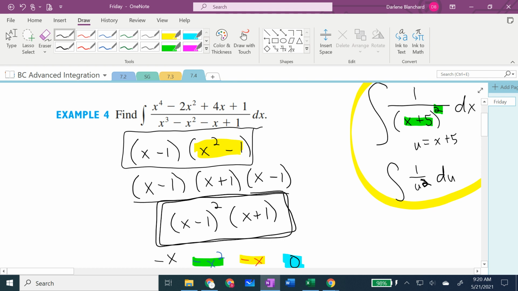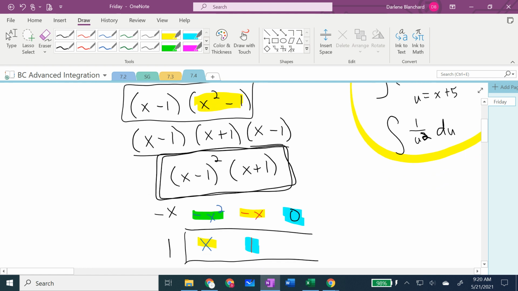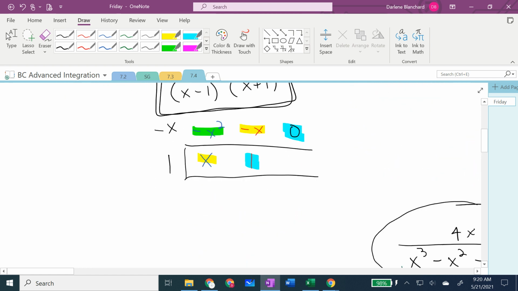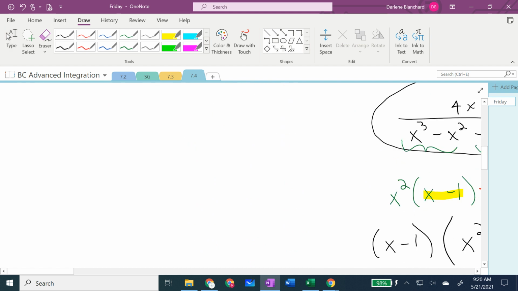Did that answer your question? Yeah, I think when we did the fraction decomposition, the denominators, I think we accidentally squared x minus 1.